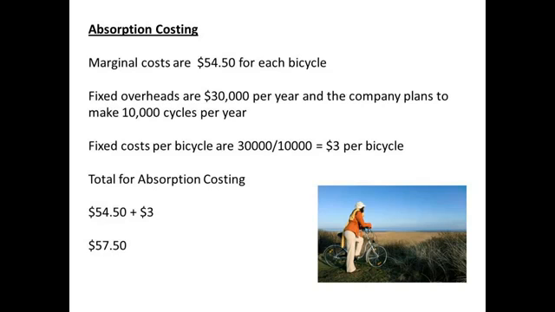Now for absorption costing. Overheads of $30,000 per year and 10,000 cycles are made each year, giving overheads of $3 per bicycle. We add these to the cost we already calculated for materials and labour. This gives us $54.50 plus $3, which gives an answer of $57.50.